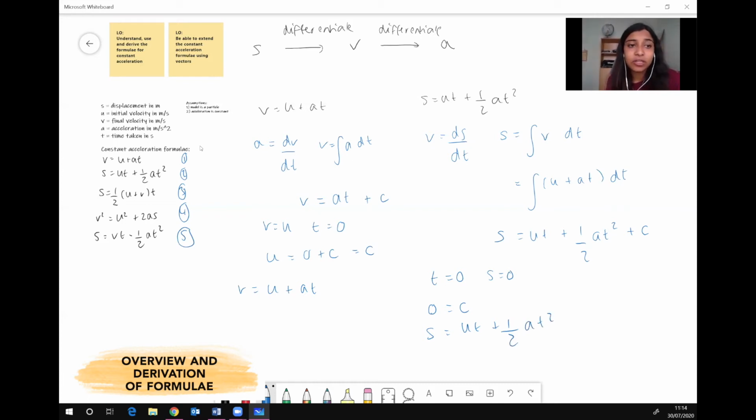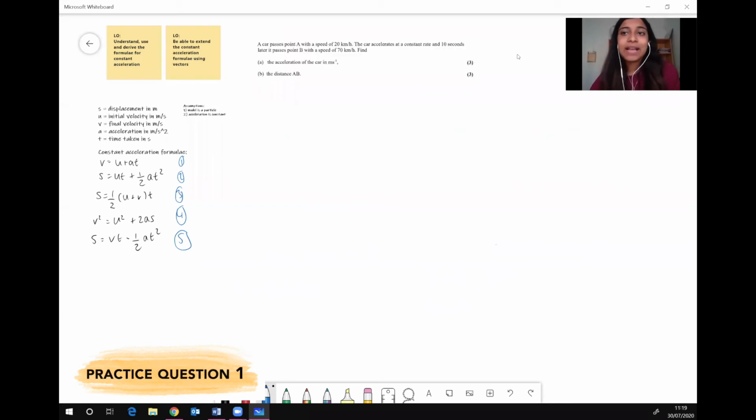So that's everything you need to know about our constant acceleration formulae and our SUVAT equations. So let's try and apply these to some questions. So we have a question here. It says a car passes point A with speed of 20 kilometers per hour. The car accelerates at a constant rate, and 10 seconds later it passes point B with speed of 70 kilometers per hour. So the first thing is we want to find the acceleration in meters per second.